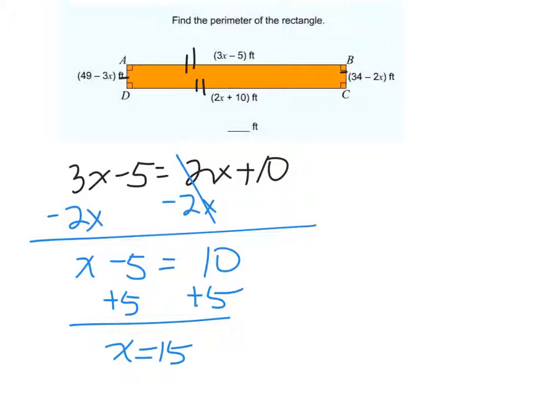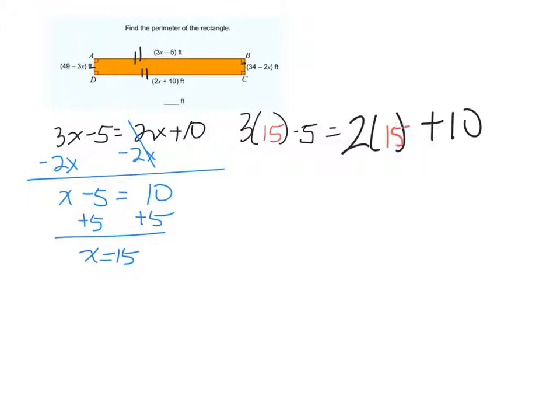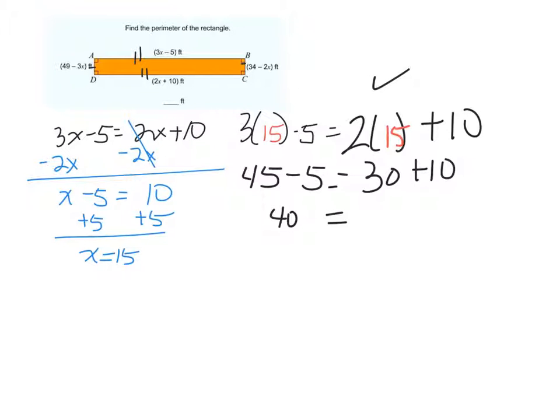I'm going to check the little equation that I made. So I have 3 times the x value I have, which is 15, minus 5, I hope equals 2 times 15 plus 10. 3 times 15 is 45. And 2 times 15 is 30. And 45 minus 5 is 40. 30 plus 10 is 40. So my check step worked, and I'm happy.